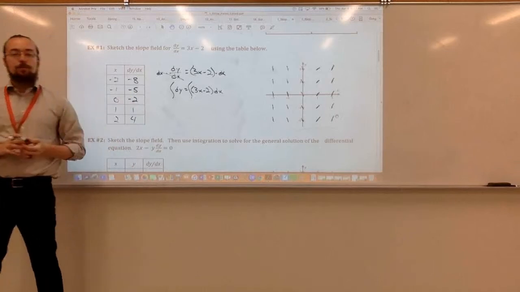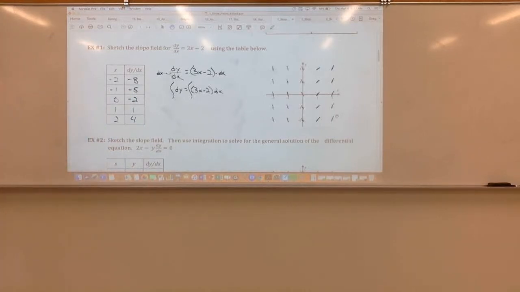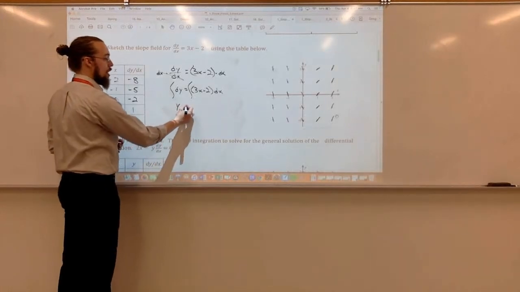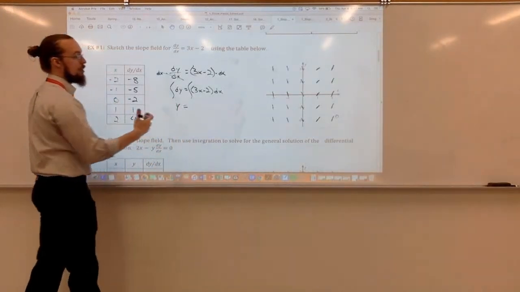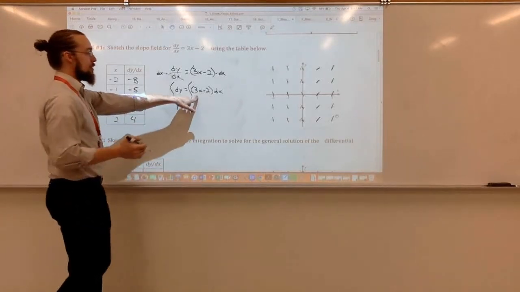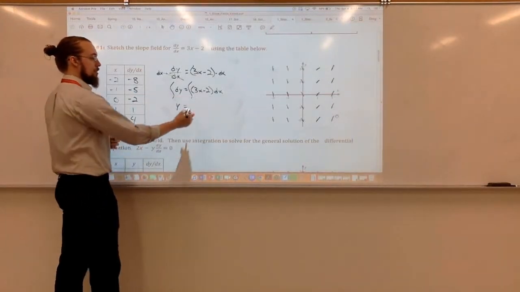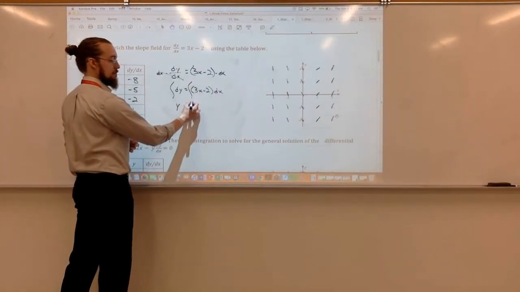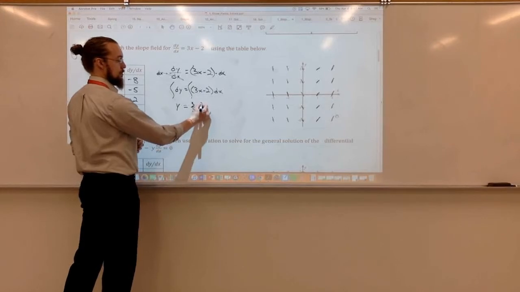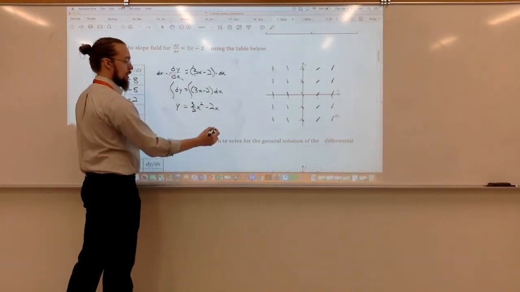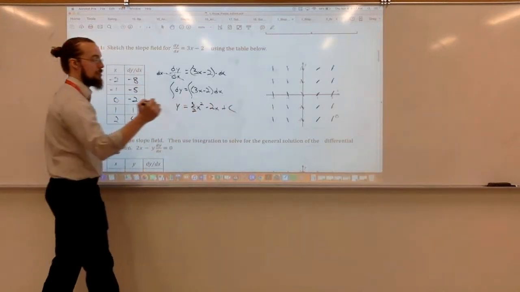Well, the antiderivative of dy would just be y. Right? So we'll get y equals, and then over here, we would take the antiderivative just like we normally would. So the antiderivative of 3x would be 3 halves x squared minus 2x plus c.